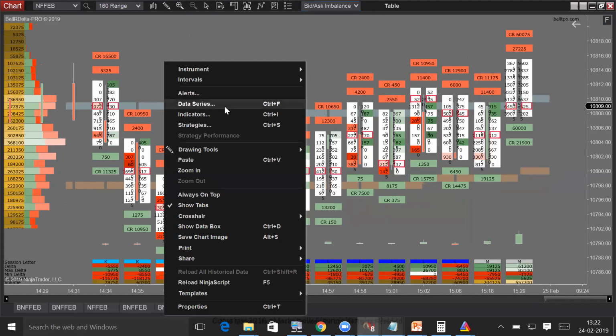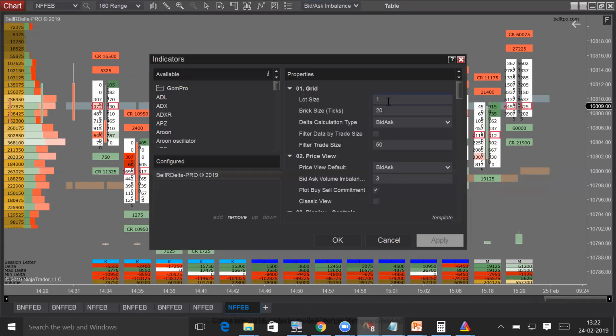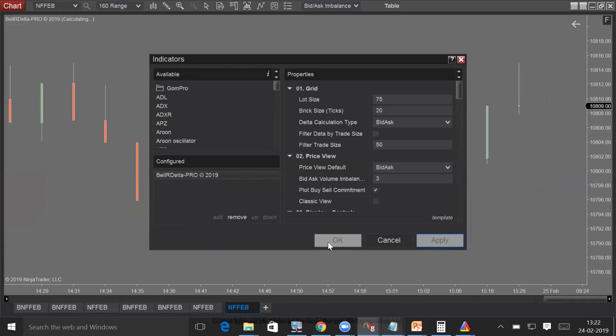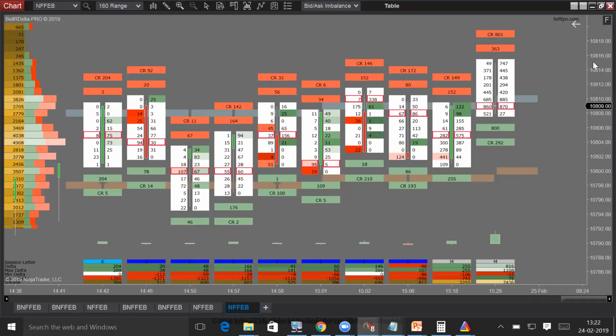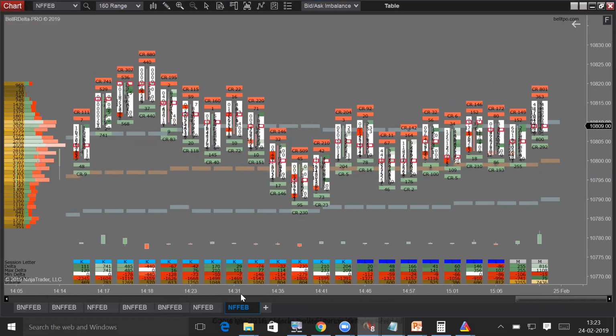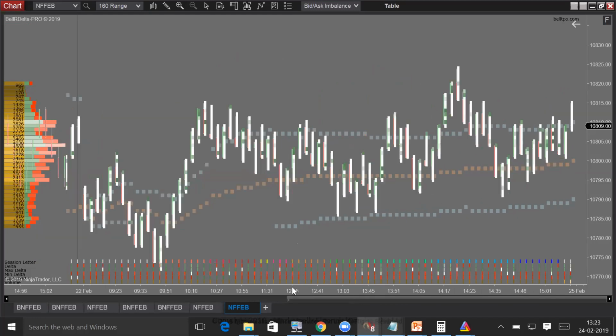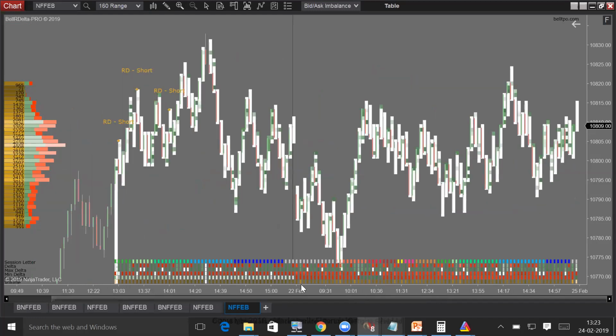So I do a quick settings change again here. I'll go to indicators and key in the lot size as 75. Apply. Let me check if there are any signals lately. It's mostly a scalping tool, only for pure intraday setups. So recently there are a couple of RD short signals.